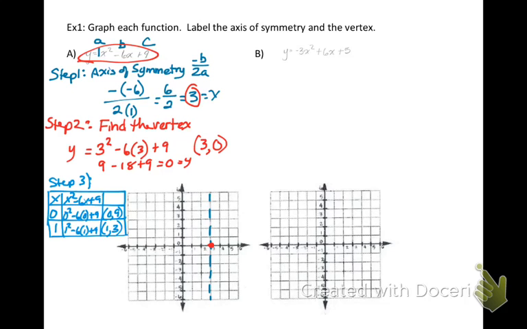So I'm going to graph those 2 points. I'm going to have 0, 9. Some of them are going to go off the graph. 0, 9. And 1, 3. And you're going to graph half of your parabola. So step 4 is graphing. Graph the other half.